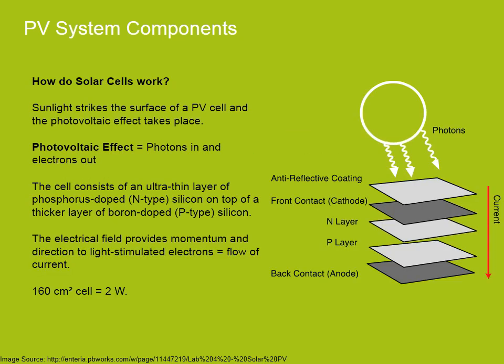So how do solar cells work? Well, when sunlight strikes the surface of a PV cell, the photovoltaic effect takes place. The photovoltaic effect essentially equals photons in and electrons out. A thin wafer consisting of an ultra-thin layer of phosphorus-doped silicon on top of a thicker layer of boron-doped silicon facilitate this process. The electrical field provides momentum and direction to light-stimulated electrons, resulting in a flow of current when the cell is connected to an electrical load. A typical PV cell with a surface area of about 160 centimeters squared has the capacity to produce about 2 watts.